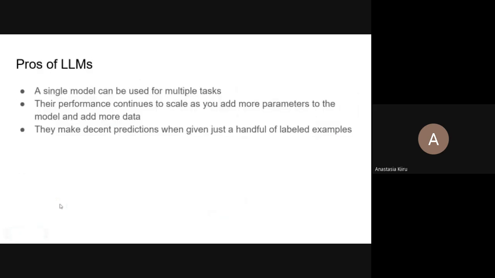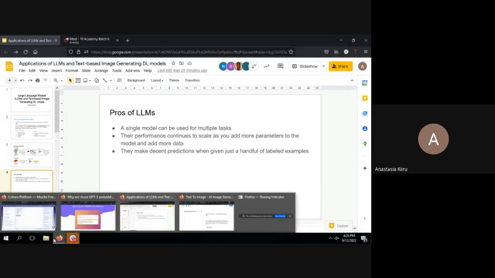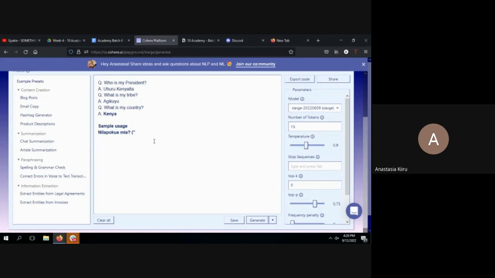So why LLMs in the first place? The advantage LLMs give us, the reason we use them, is that one single LLM, as I had mentioned, can function for multiple tasks. You can use one single LLM and do translation, or text generation. Whatever we were just doing, we were generating some text. We could also use the exact same model without changing it and do some form of translation.